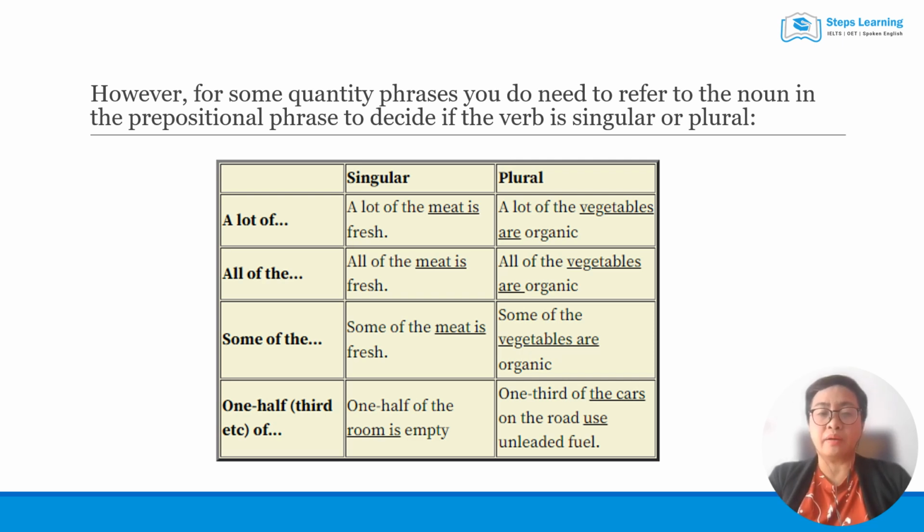For example, we have "a lot of." For singular, a lot of the meat is fresh, while for the plural, a lot of the vegetables are organic. Now, for singular, all of the meat is fresh, while in the plural, all of the vegetables are organic. And then you just replace: some of the meat is fresh for singular, some of the vegetables are organic for plural.